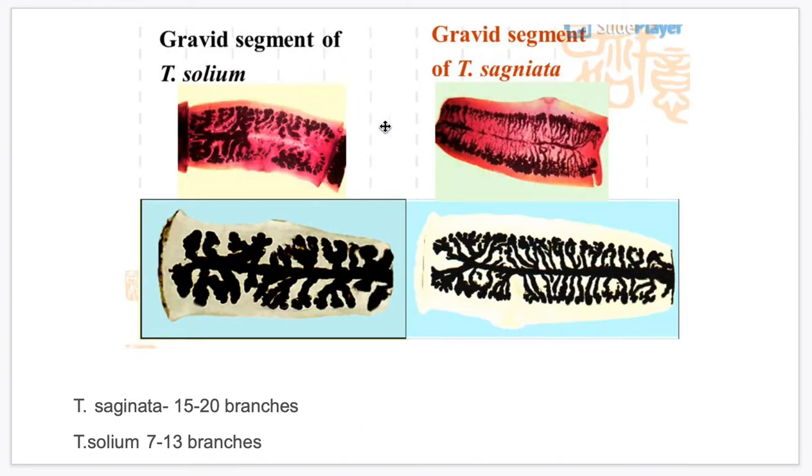This is very important. You have to memorize how many branches there are in the gravid proglottid, because this will help us in the identification of whether this Taenia species is Taenia solium or Taenia saginata.